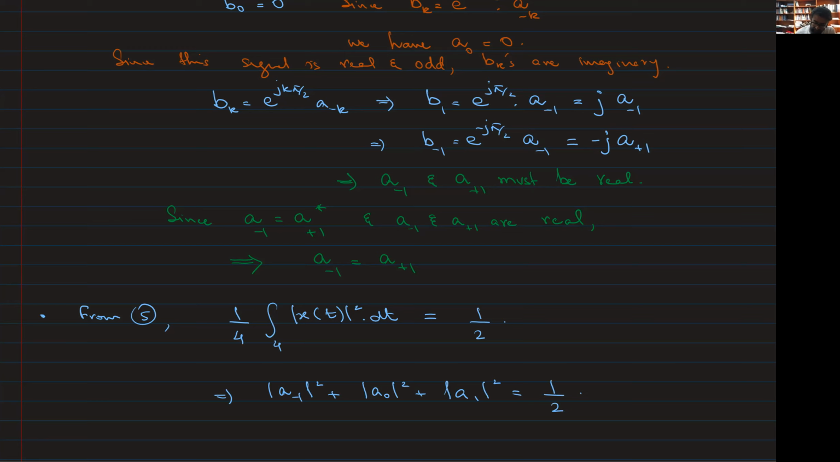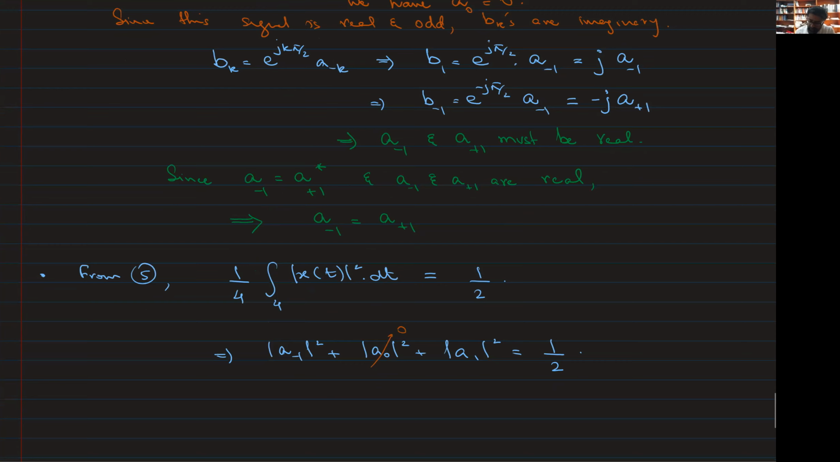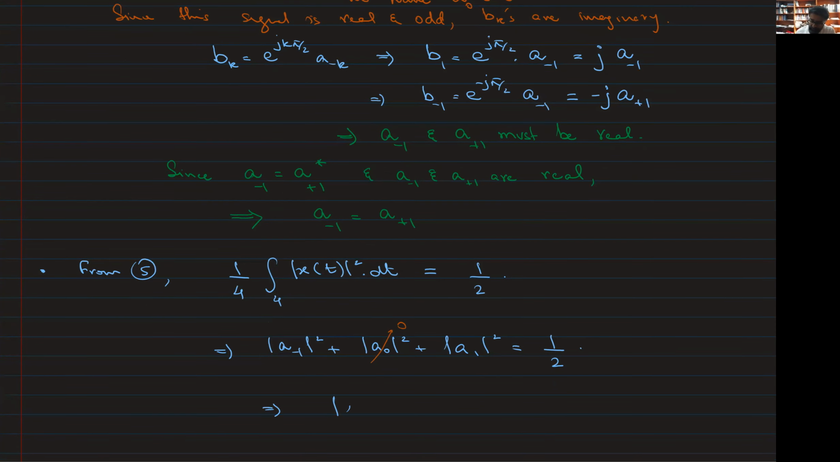But since A naught is 0 and A plus 1 and A minus 1 are exactly the same, what do I conclude? This implies A1 absolute squared is equal to 1 upon 4, which implies that the absolute value of A1 is equal to 1 by 2, right? If a square is 1 by 4, the thing itself is 1 by 2. So what can I say about A1?